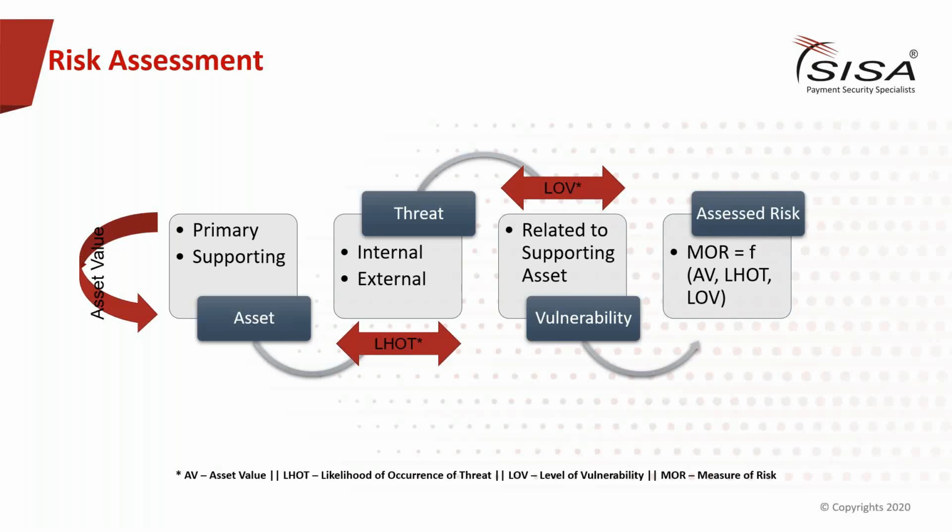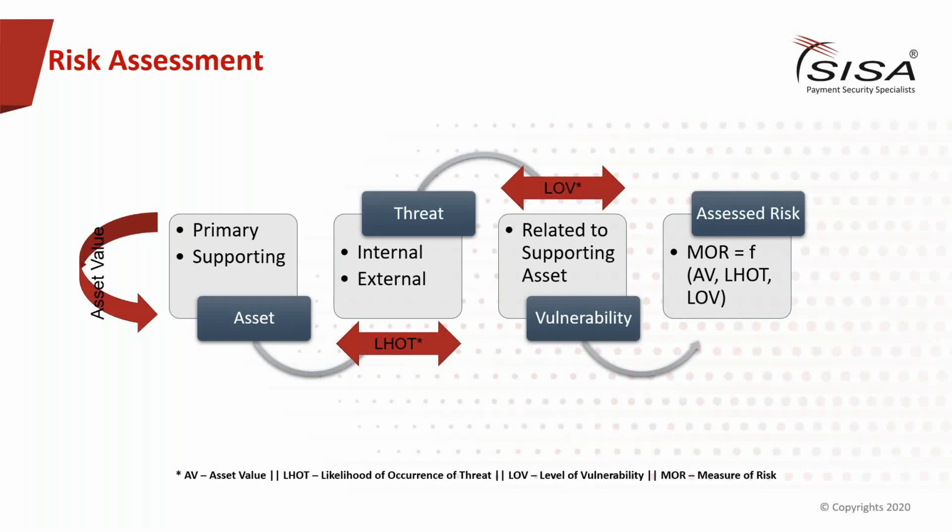So, qualitative can be low, medium, or high at any point in time, because it's a probability that a threat might impact the vulnerability, might impact the weakness of a particular asset. Then comes the vulnerability, the level of vulnerability, which is related to the supporting asset. Why am I saying it's related to the supporting asset? Because if I'm considering a PII data, like a social security number, the social security number itself will not have a weakness, but the supporting asset around it, like a database server or an application server, or a firewall, will have some vulnerabilities, some weaknesses. So the vulnerability value, the LOV value, will be dependent upon the supporting asset.